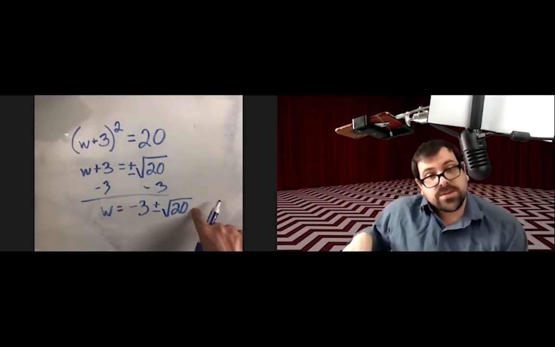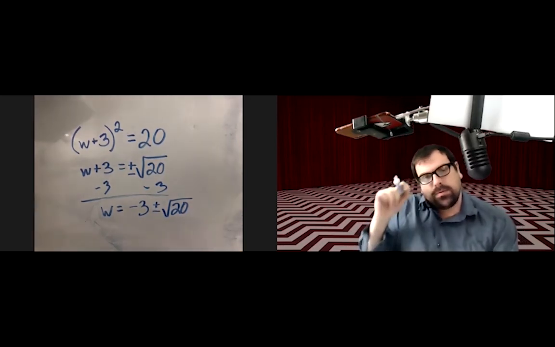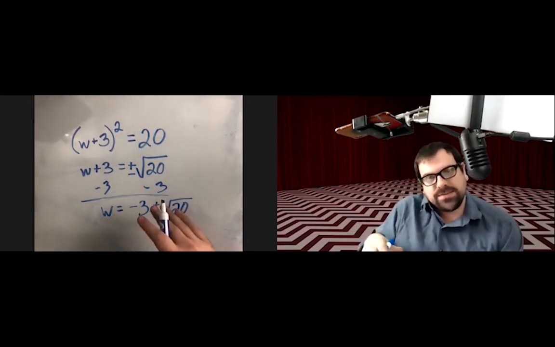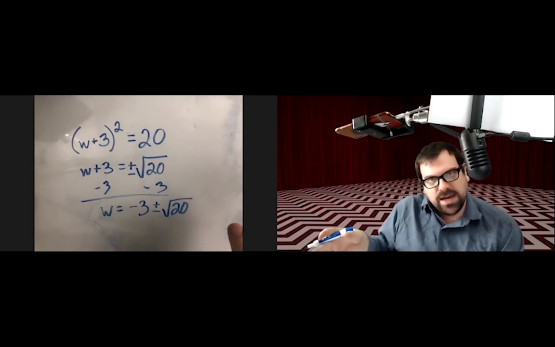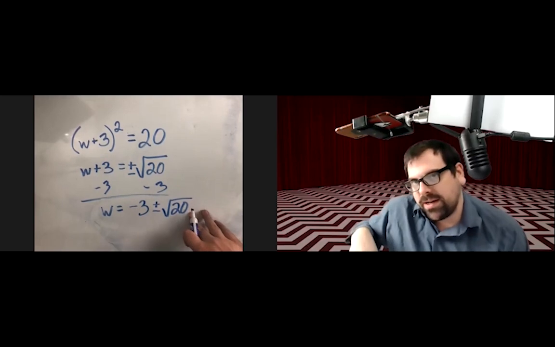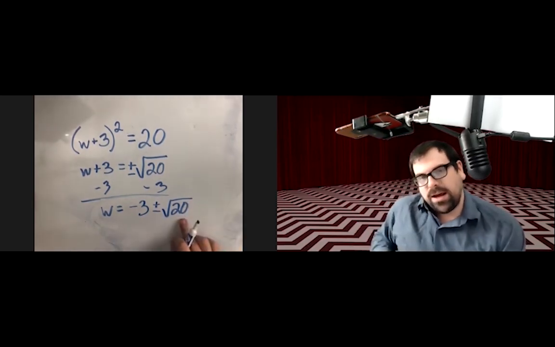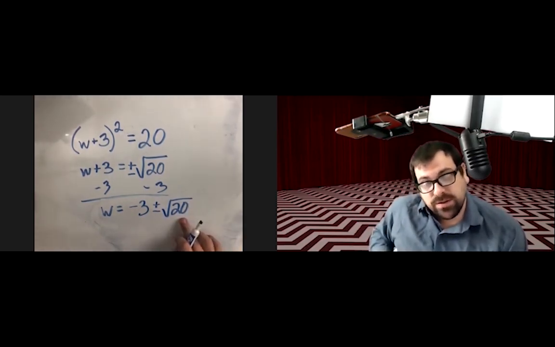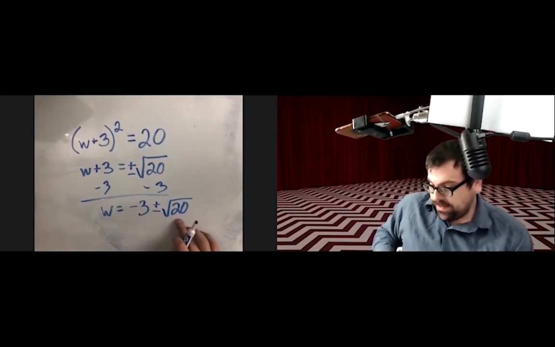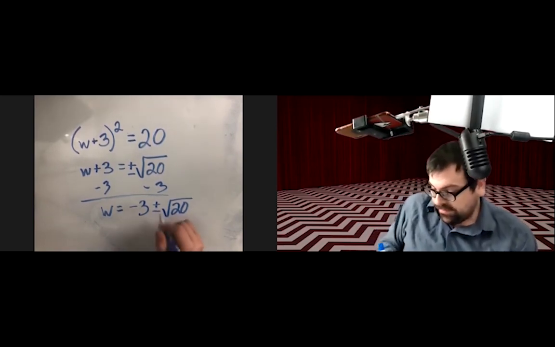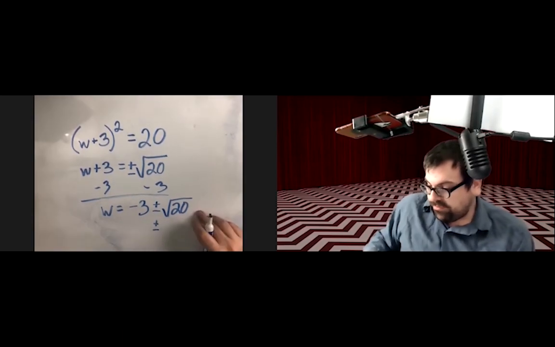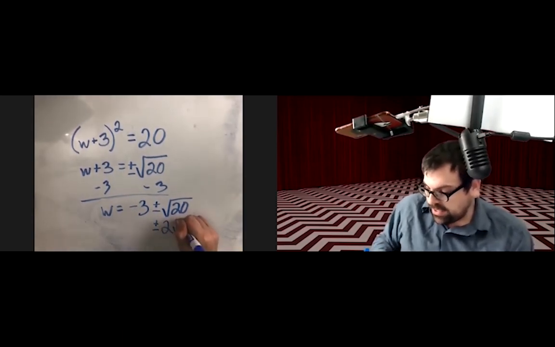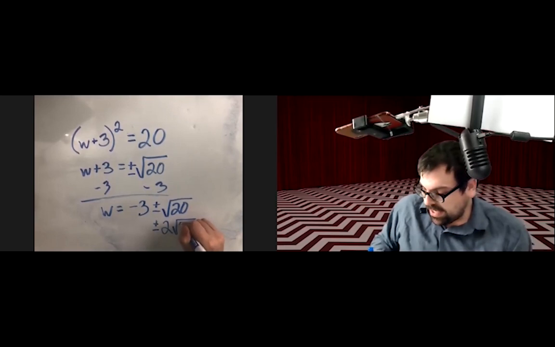Can we simplify the square root of 20? Well, no, square root of 16 is 4, square root of 25 is 5. It's not 16 or 25, but that's not what I'm talking about, is it? We got to look for square root factors of 20, and we got one. 20 is 4 times 5. A 4 on the inside would be a 2 on the outside.